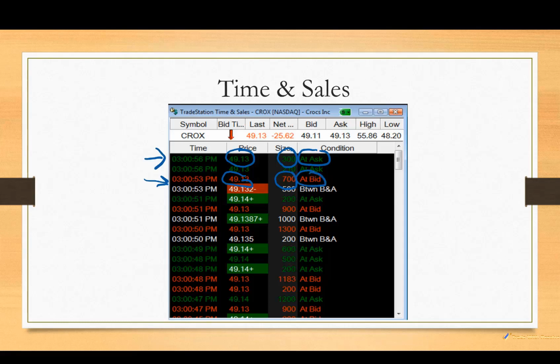And then if we go down, let's look at this one here. You can see that this transaction is displayed in white, which means someone made a purchase between the bid and the ask. So you can see here that there was a transaction that took place. Someone actually bought shares in between the bid and the ask.